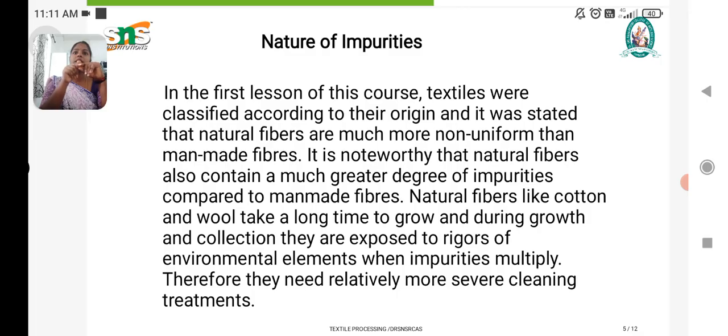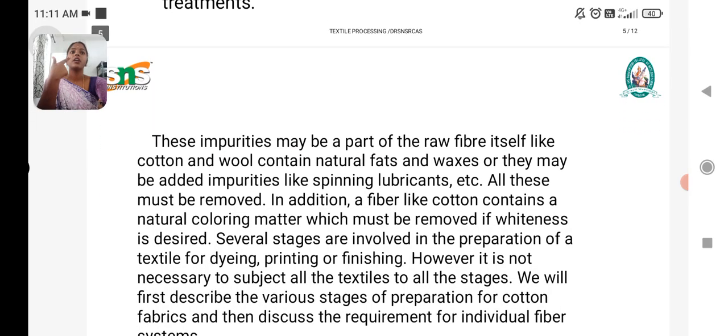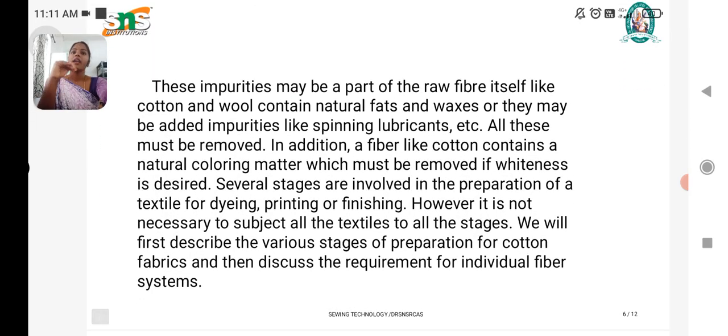Natural fibers like cotton and wool take a long time to grow, and during growth and collection, they are exposed to various environmental elements. When impurities multiply, they therefore need relatively severe cleaning treatments.